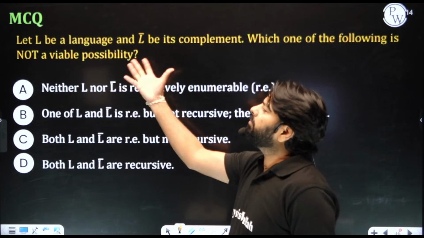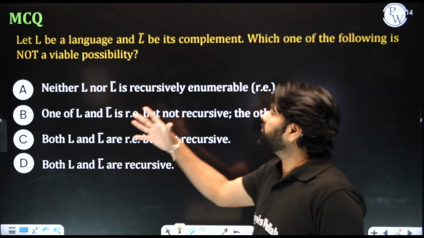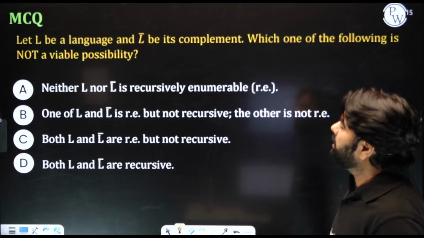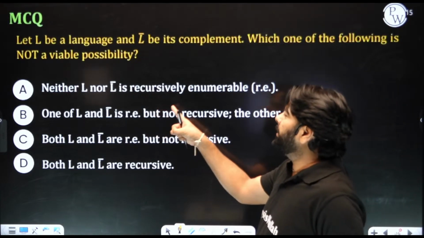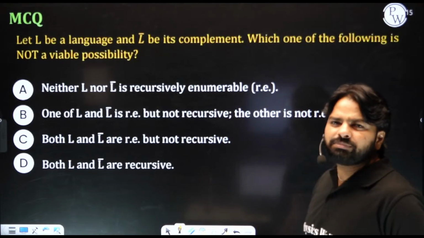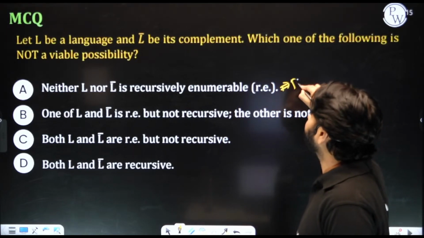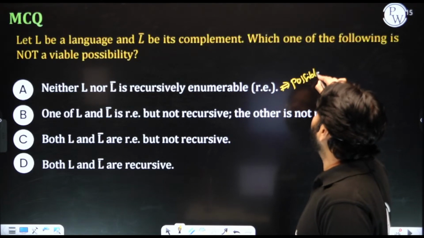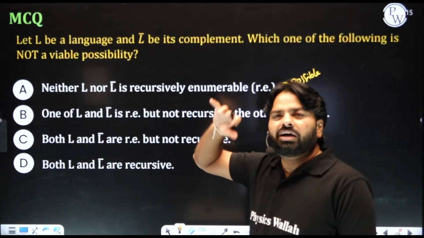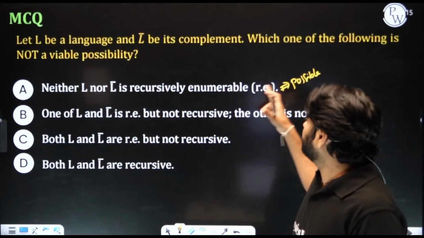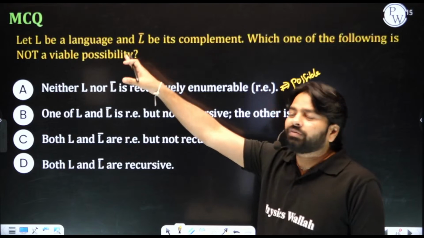Now, which of the following is not possible? Check. L and L complement both are not RE. Is it possible? Yes, possible. Sometimes complements are also not RE. In that case, this is possible. You just need to find the not possible case.